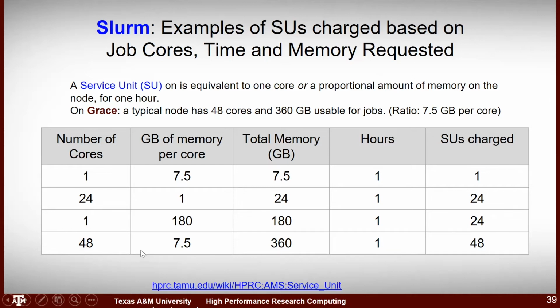And then the last row is just, what if you want the whole node? You want 48 cores, 7.5 gigabytes per core, total 360, and that's 48 service units. So service units are per hour. All of these are for 1 hour. And if you want it for longer, then it just multiplies by the amount of time you requested. So 2 hours, you double the service units, etc.